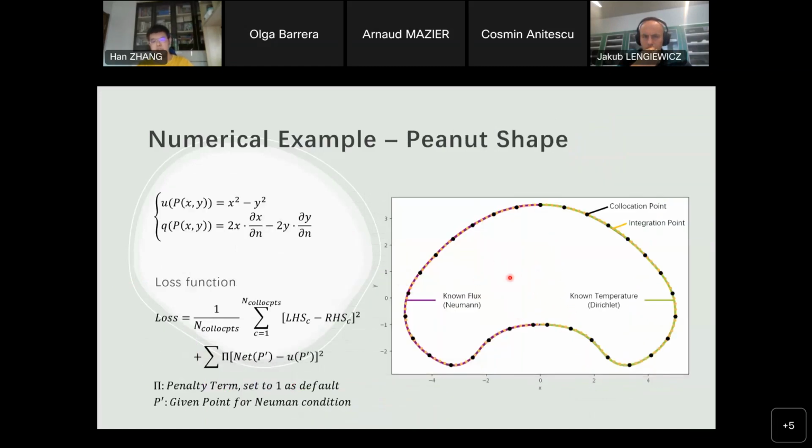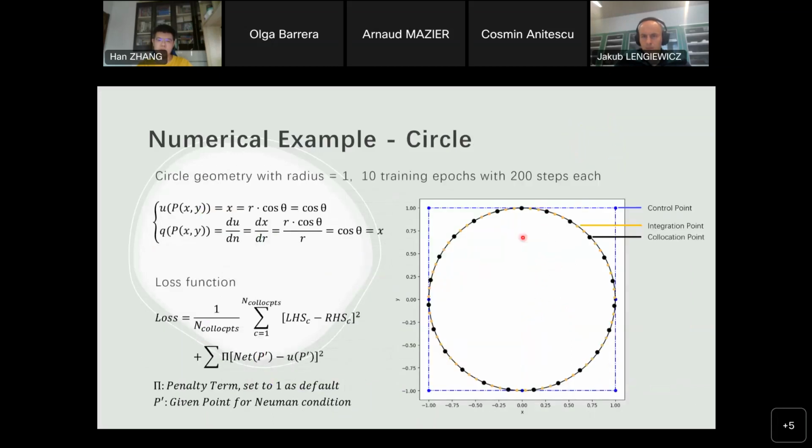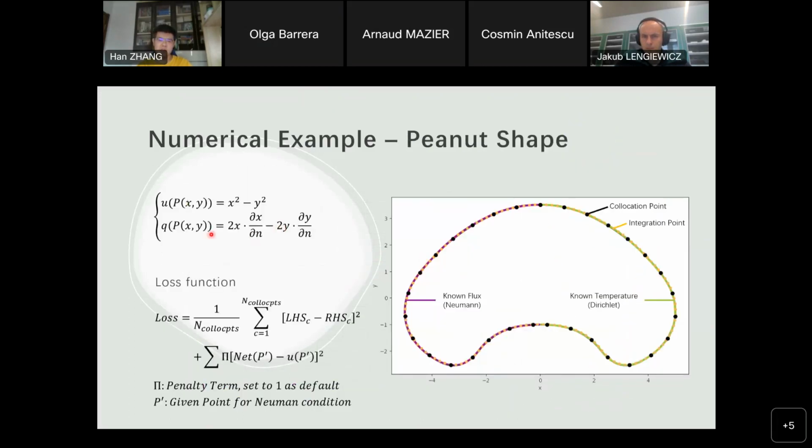Then let's consider this peanut shape, and we still treat it as a heat conduction problem governed by this equation. One thing to notice is that for this problem, we used two neural networks to solve the mixed condition. But for the first example, we only used one neural network, since the first example is a special case where the temperature and the flux have the same value at the joint point. But here, they do not have the same value, and that leads to a discontinuity. Hence, we use two neural networks to solve it.